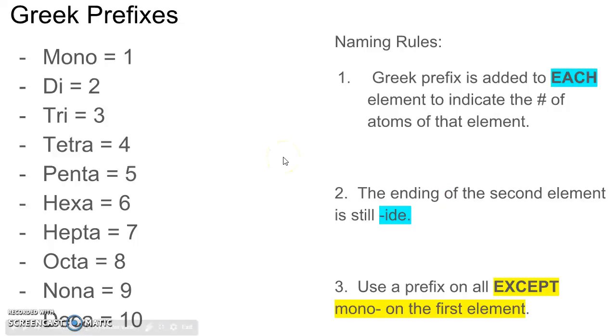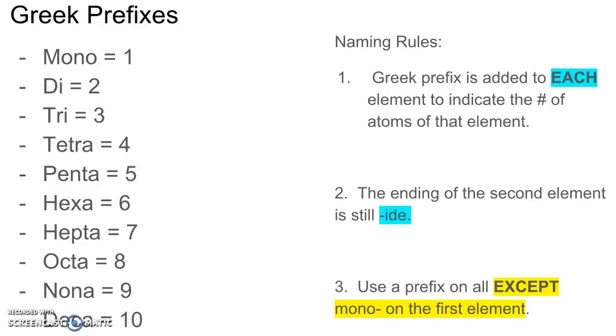Here are our Greek prefixes that we're going to use. We have mono means 1, di means 2, tri means 3, tetra is 4, penta is 5, hexa is 6, hepta is 7, octa is 8, nona is 9, and deca is 10. I suggest you get those down in your notes so that you have them to go back to.